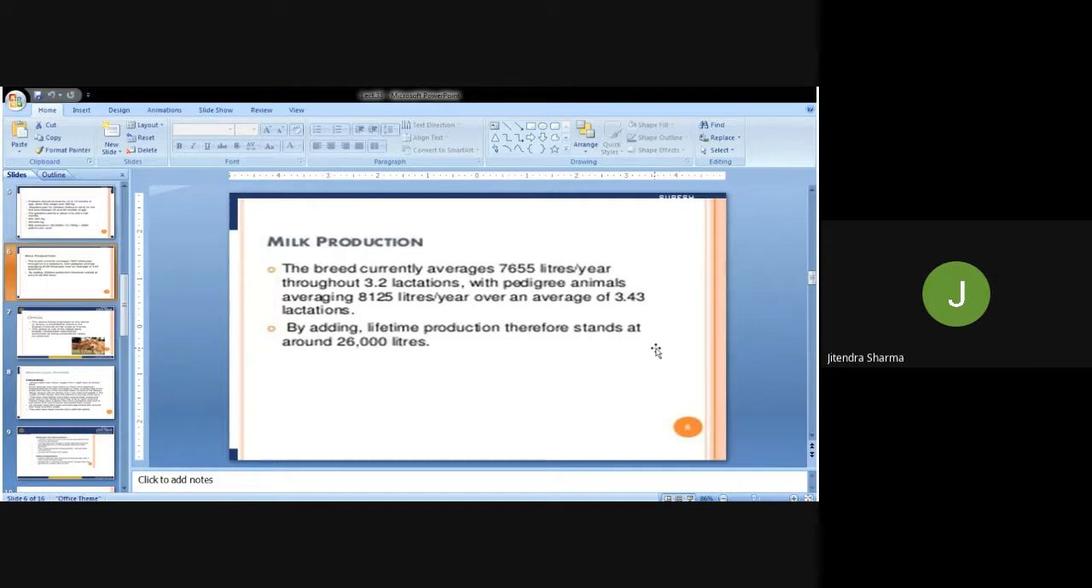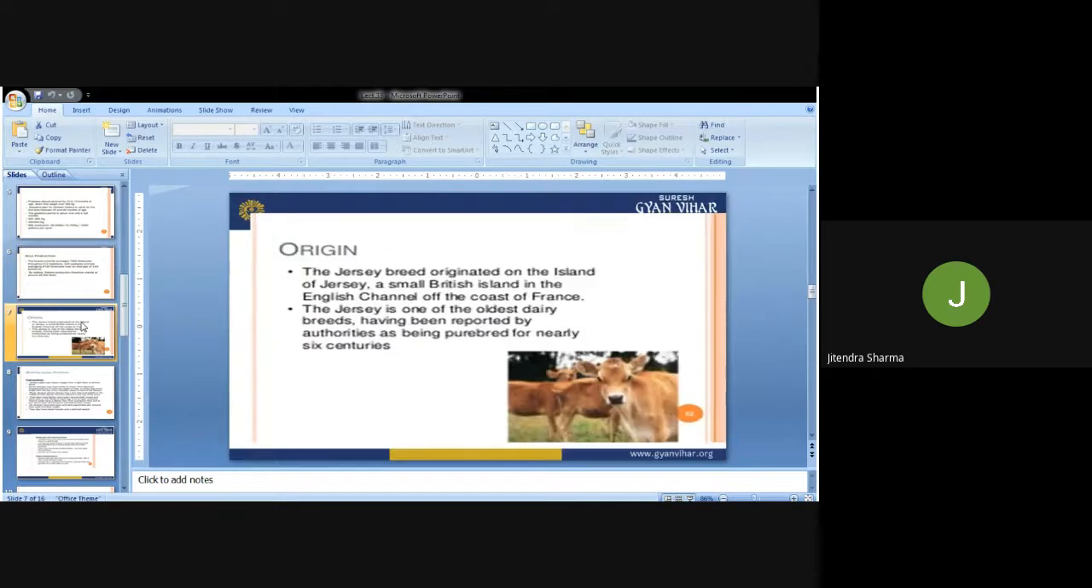This is the average. Otherwise, this breed can produce about 70 liters maximum in a day. So that is the Holstein Friesian, and nowadays we have a huge number of this breed in our country.